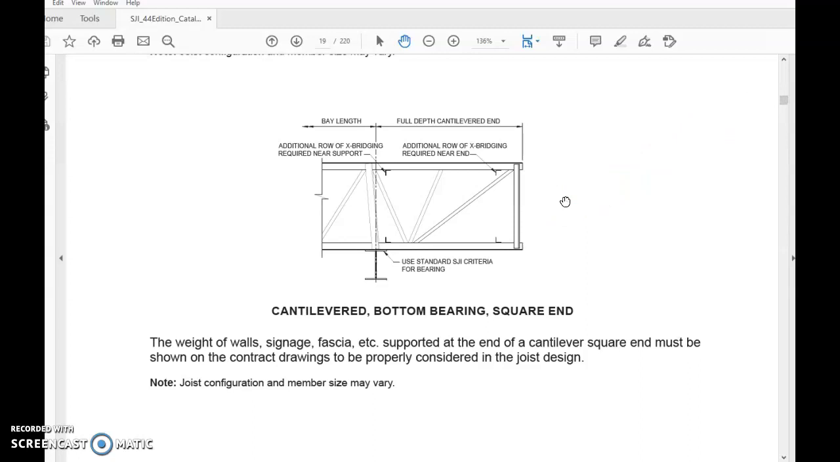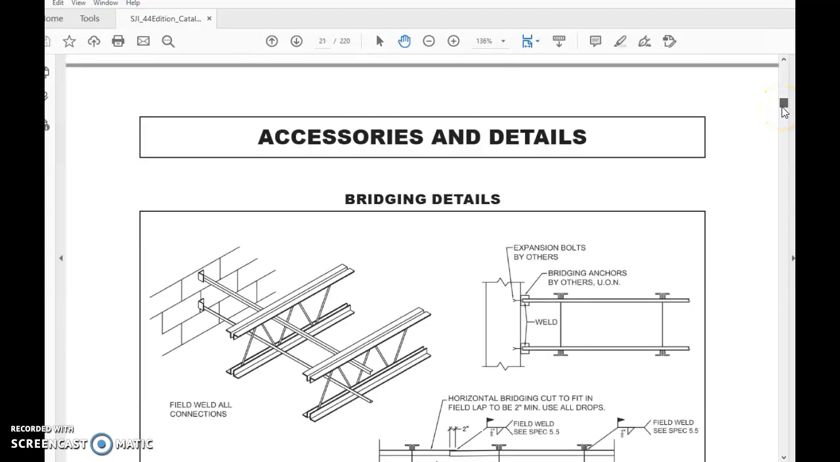So let me take a look at your homework here. Okay, so on 16.3 it says, what situation would you recommend bottom chord bearing of K-series joists? This is it right here is your answer. It's a cantilever is what it is. So this is a bottom bearing, and it cantilevers out beyond the outside face of a building. So that's 16.3, the example there.